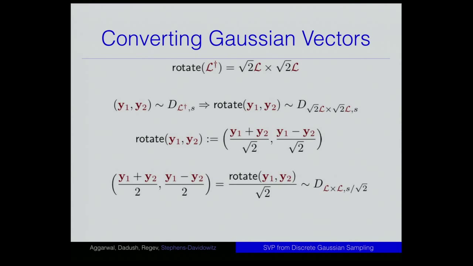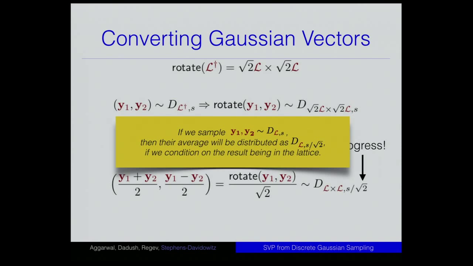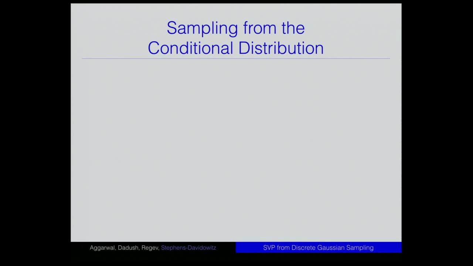So that shows that this conditional distribution, if we take the average of 2 lattice vectors conditioned on the result being in the lattice, the result is again a discrete Gaussian with the parameter dropped by a factor of square root 2. So we're now left with the question of how do we sample from this conditional distribution.